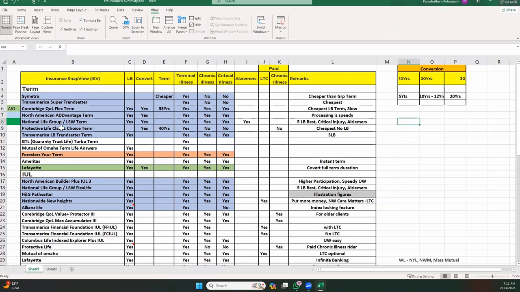Then we also have Protective. The beauty with Protective is that they give you a 40-year term. There are some people who have a mortgage for 30 years, but they like to have a longer duration of coverage. You can offer the Protective one. I see many people are doing Protective also. They don't have critical and chronic illness, but it's again cheap. It will be in the top 3 or 4 when you look at the pricing.